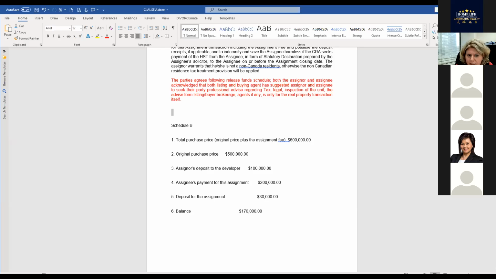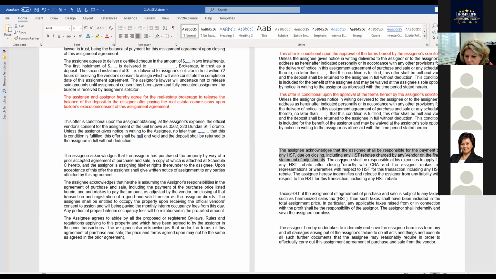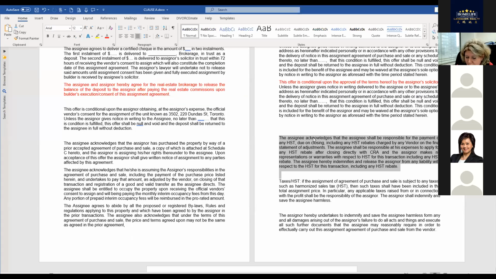It's honestly this one here for the HST. Can you see it? Yes. The assignee acknowledges that he shall be responsible for the HST due on closing, as charged by the vendor in the final settlement adjustment. The assignee shall be responsible for his expenses to apply for the HST rebate after closing with CRA, and the assignor makes no representation with respect to HST for this transaction. The assignee indemnifies and releases the assignor for any liabilities. This is the clause for the assignee. It's complete for the assignee.